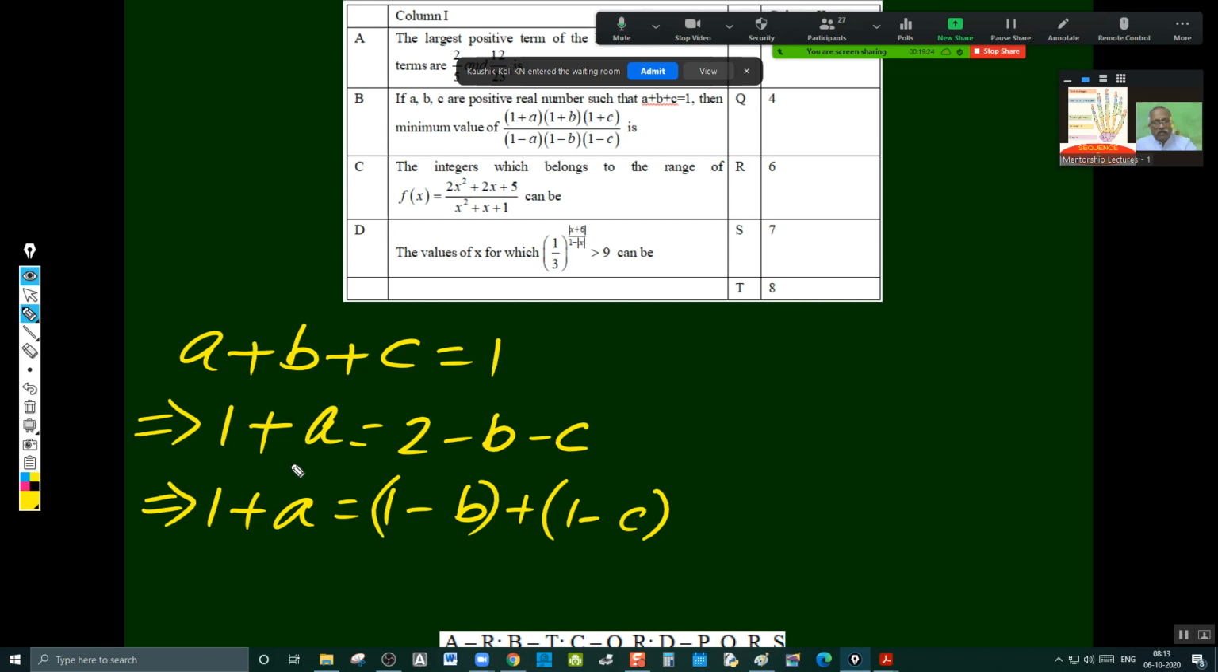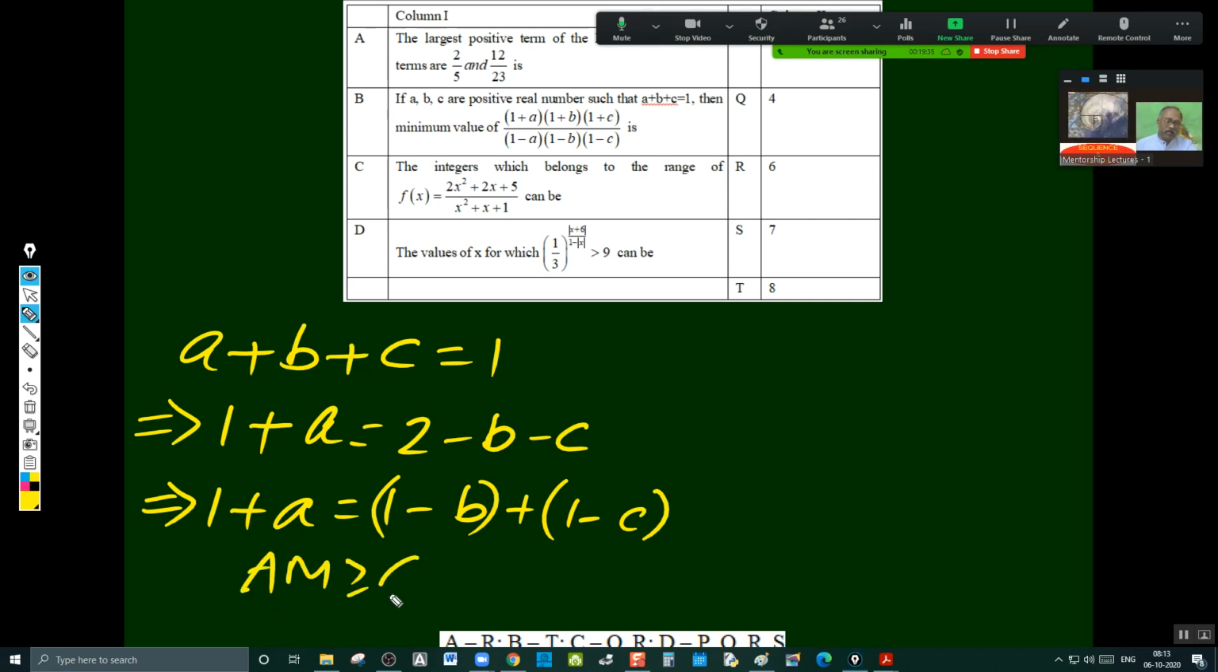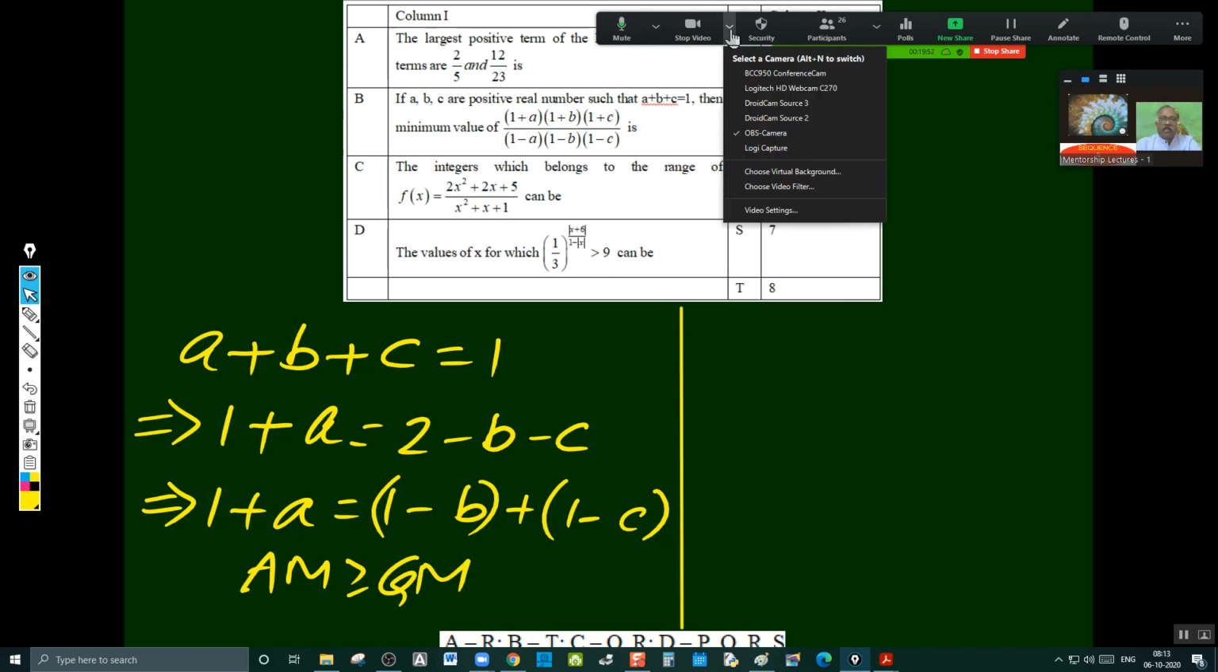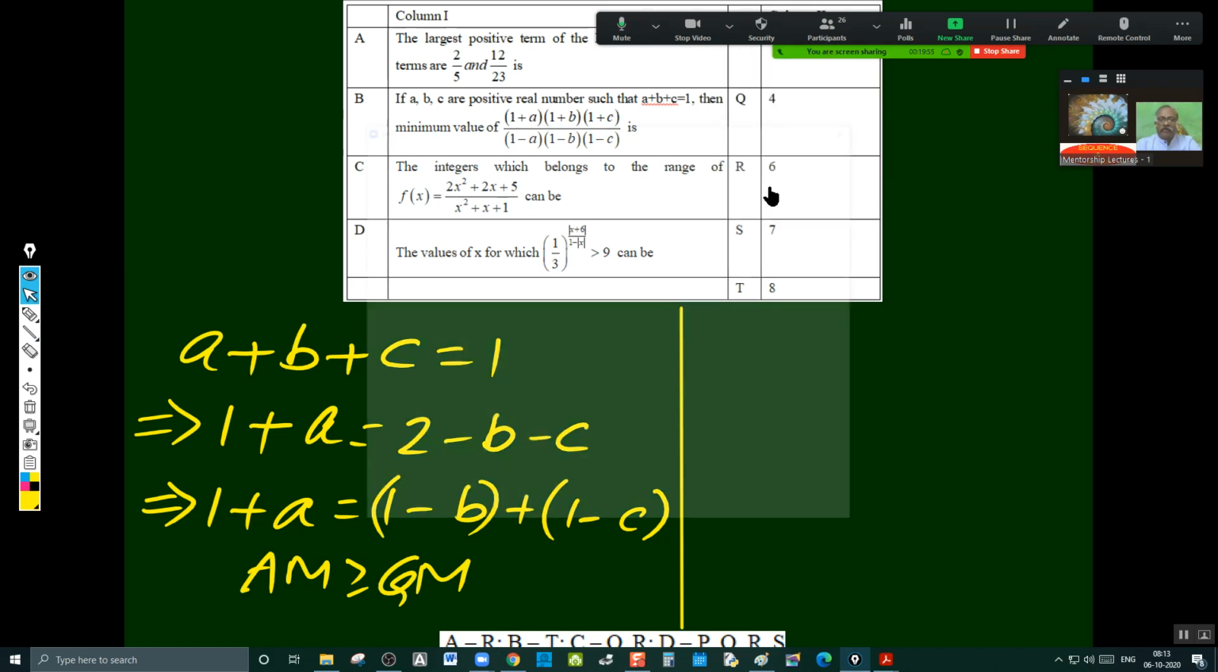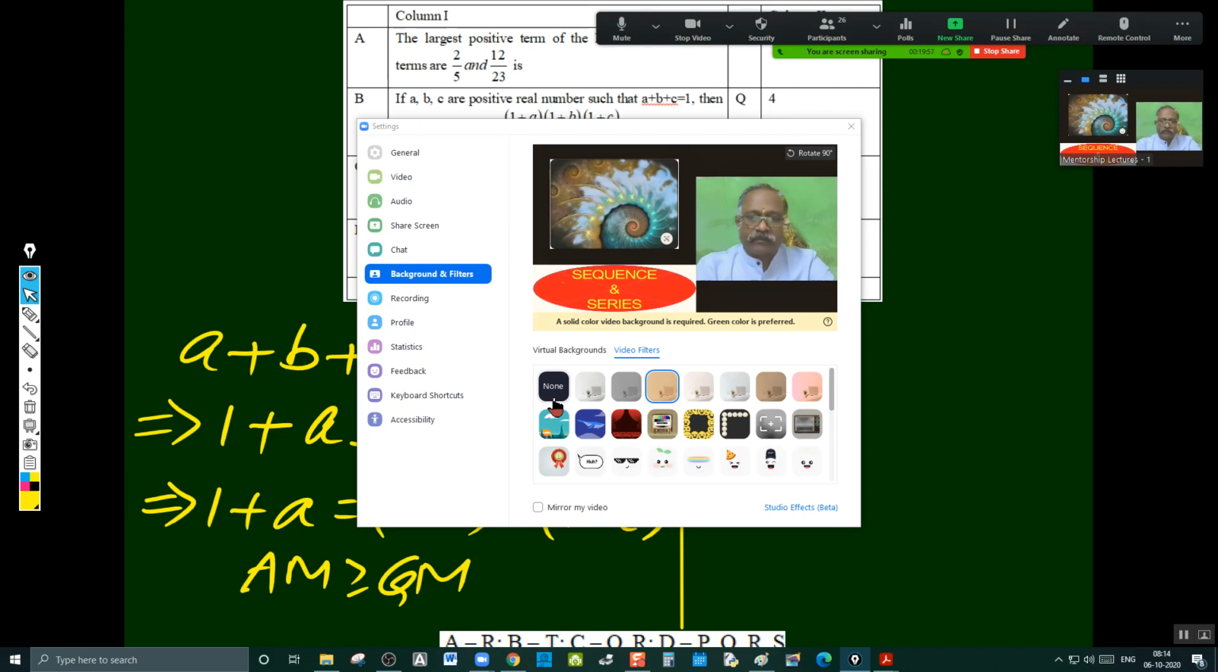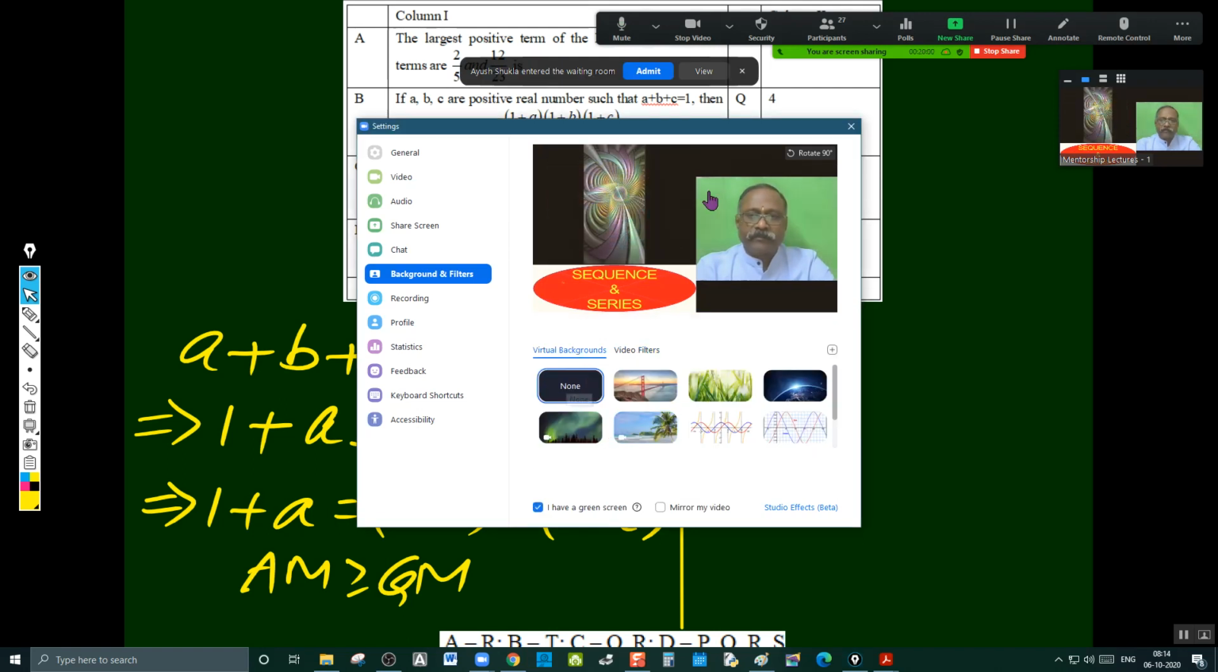And let us check now the AM and GM. As you know, AM is greater than or equal to GM. Let us make use of this because we need the product here. If you write one relation, the other relations will be in the cyclic order. Okay, so let us do that.